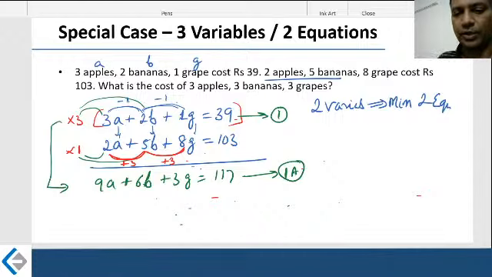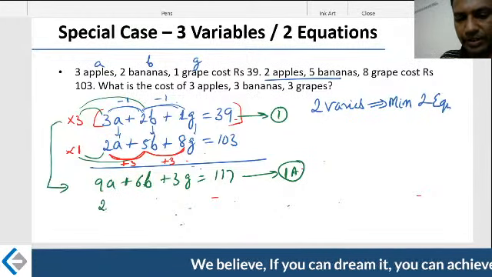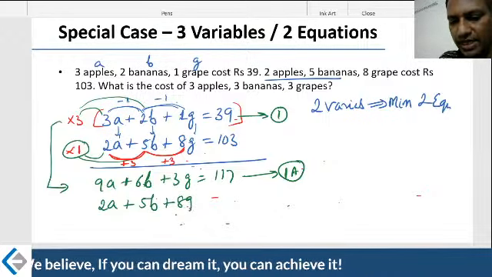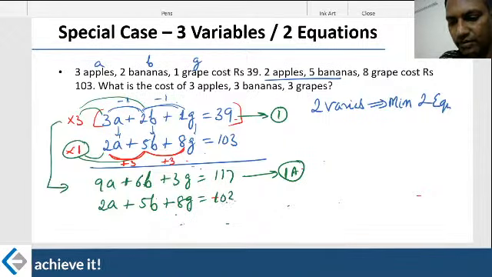Okay, come to the second point there. This will be 2A, because you are multiplying by 1, therefore it is 2A. 5 times B becomes 5B. This becomes 8G is equal to what? 103.